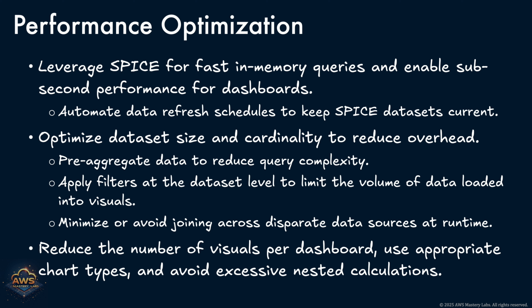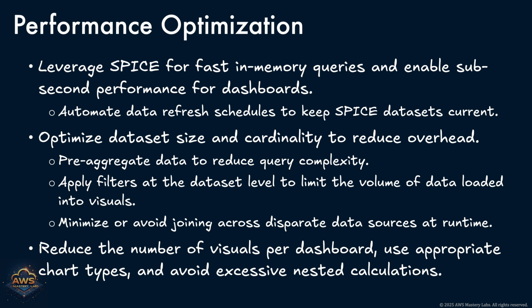In many cases, you can improve performance by using aggregated tables. Pre-aggregating data at the source or staging layer helps reduce the volume and complexity of queries. Also consider filtering data early, either at the source or within the dataset configuration. Applying filters at the dataset level helps minimize the volume of data passed into visuals. It's also advisable to limit cross-source joins. Joining data across different sources during runtime can be expensive in terms of performance.